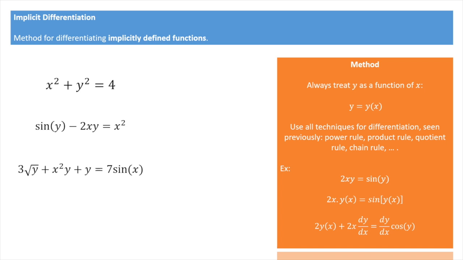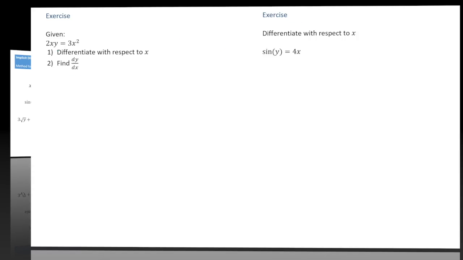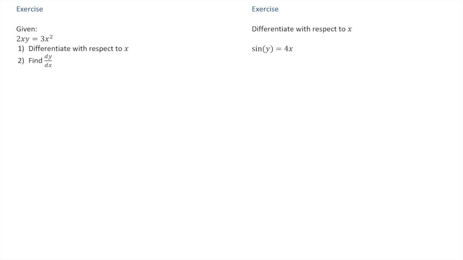Now, enough of this slideshow. Let's actually work our way through a few examples with handwritten notes. Okay, let's see how to differentiate using implicit differentiation with a few examples. Now, the first one we're given 2xy equals 3x squared, and we're asked to: 1. Differentiate with respect to x, and 2. To find dy/dx, the derivative of y.